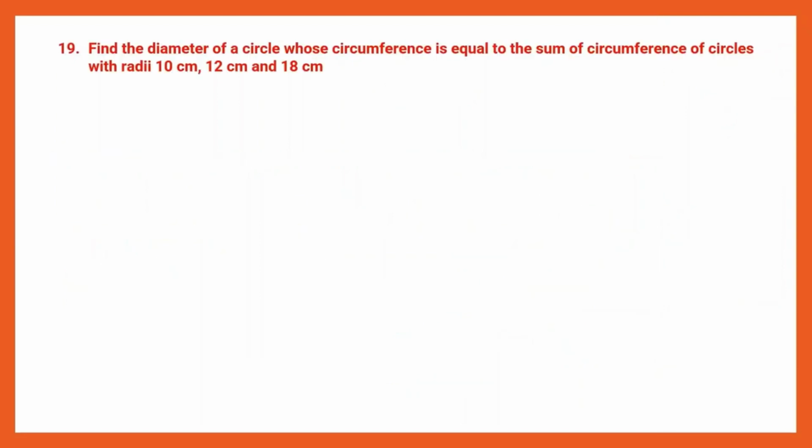Question 19. Find the diameter of a circle whose circumference is equal to the sum of the circumferences of circles with radii 10 centimeters, 12 centimeters and 18 centimeters. So here we are talking about three circles with radii 10 centimeters, 12 centimeters and 18 centimeters. Now we have to find the circumference of these circles and then find the sum of the circumferences, because there's another circle whose circumference is equal to this.